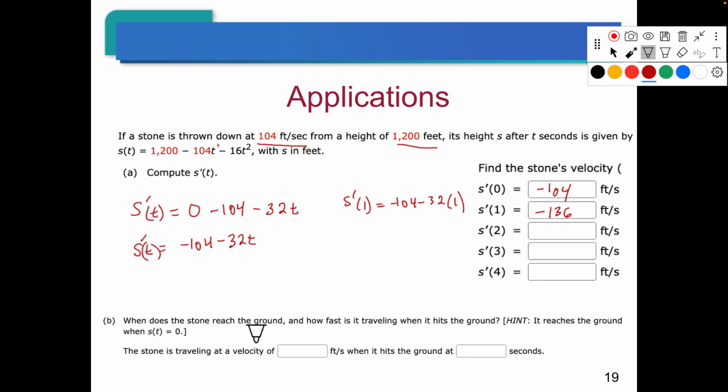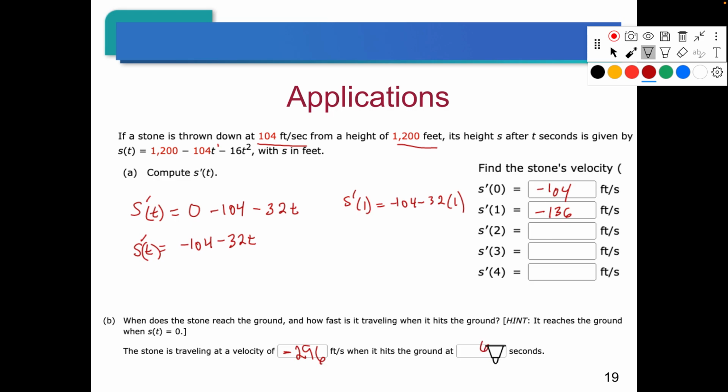So we can put all those in. I'll just hit enter. This last one, when does a stone reach the ground and how fast is it traveling? The stone is traveling at a velocity of, now velocity includes direction, right? Speed itself doesn't include direction. So we could say just 296 miles per hour. But when they ask for velocity, we do need that negative to indicate direction, because velocity includes both the speed and the direction. So that should be there. Feet per second when it hits the ground at 6 seconds.